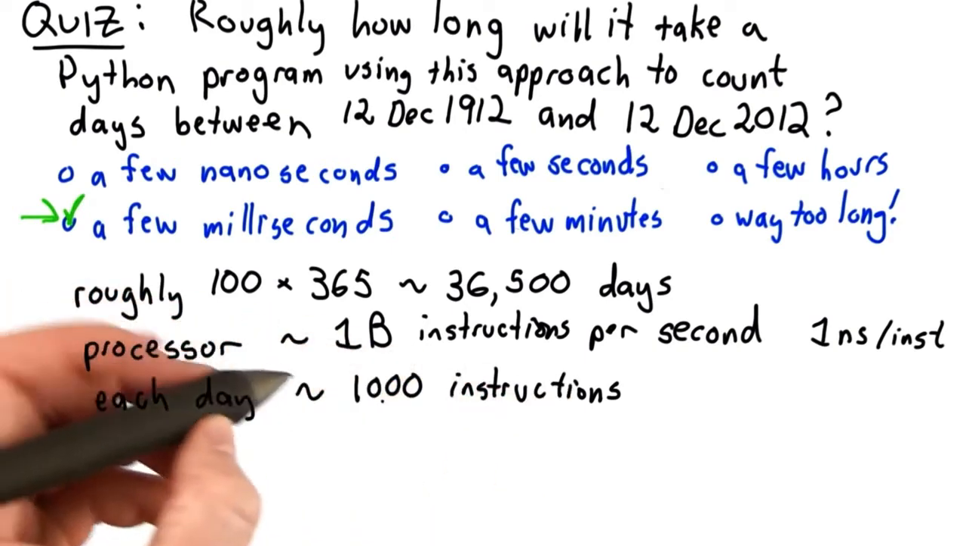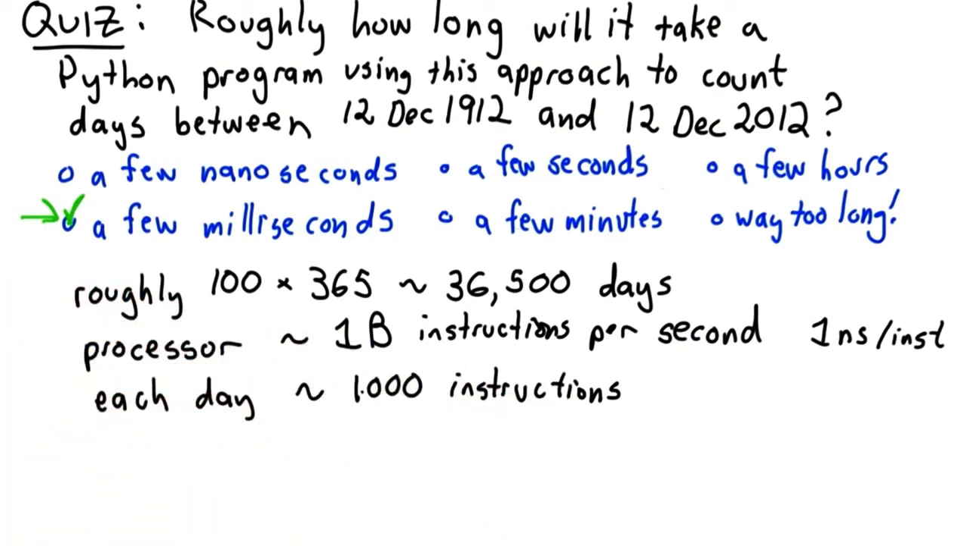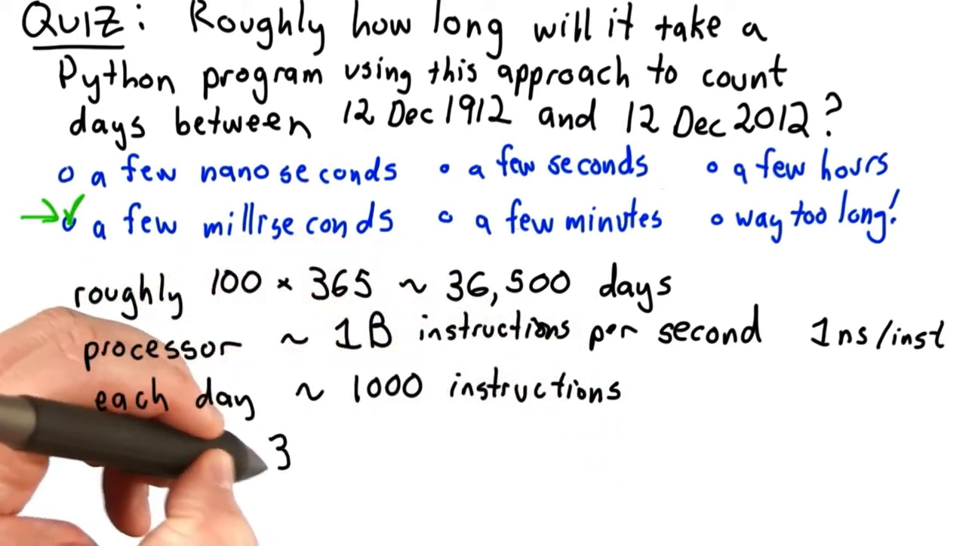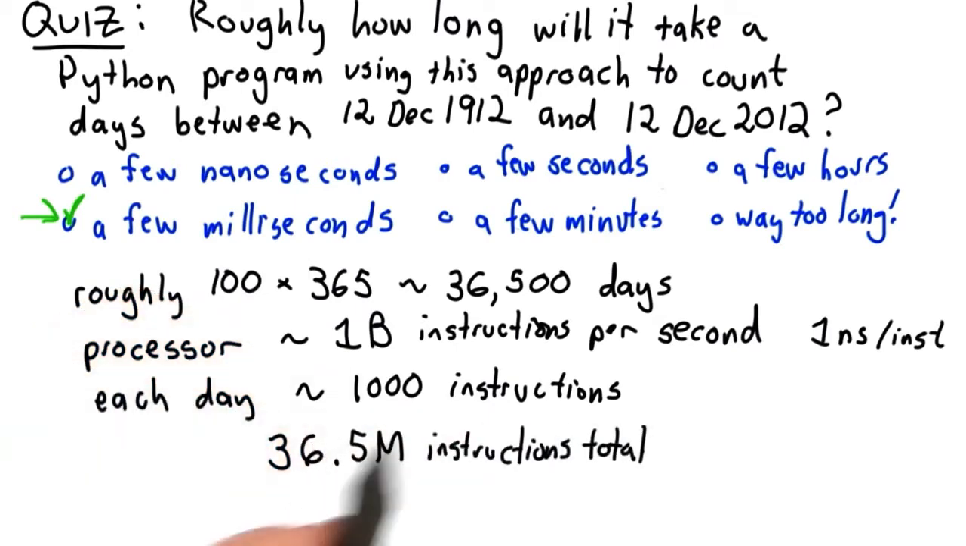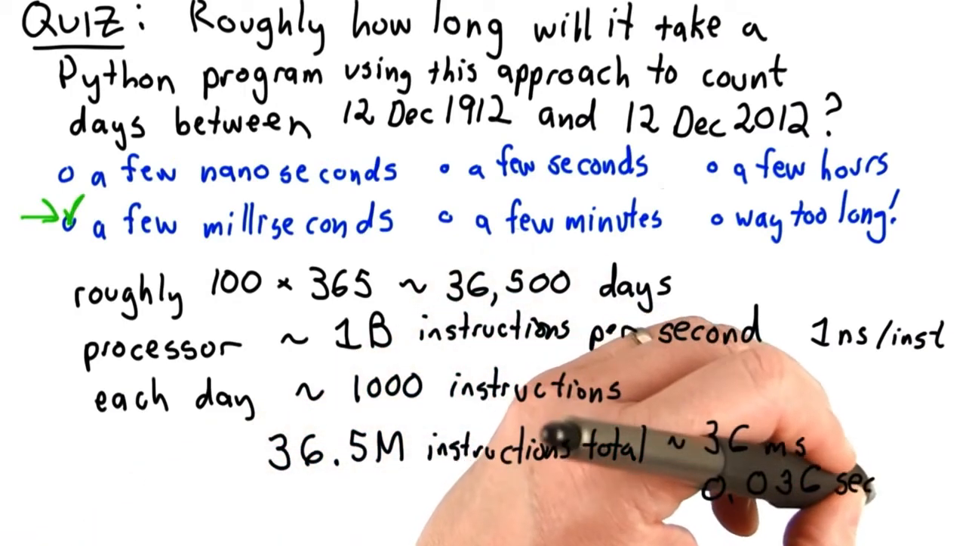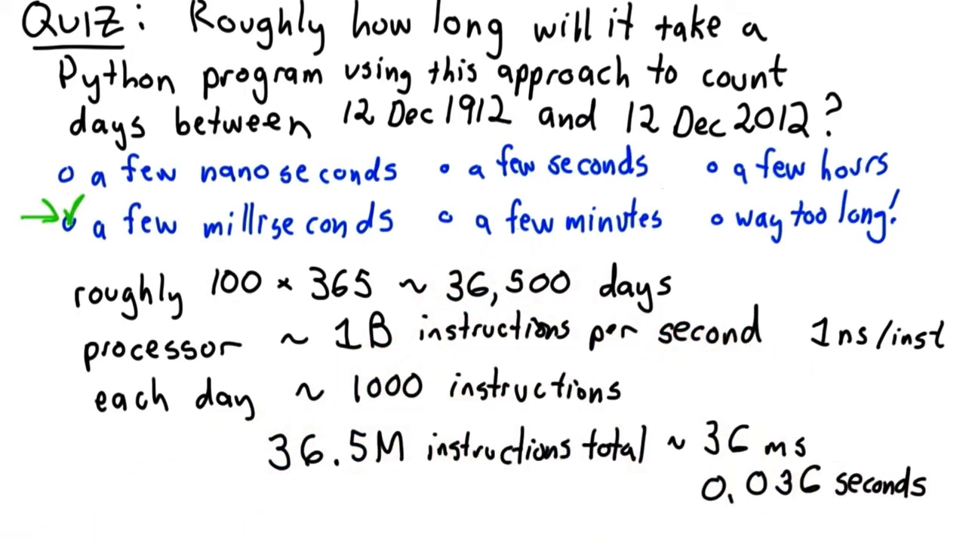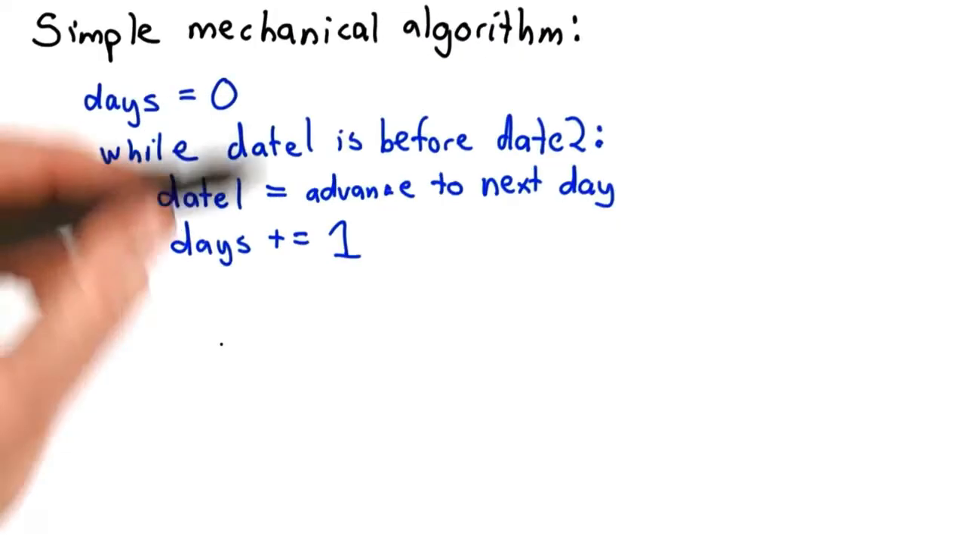So that means we need 1,000 instructions times 36,000 days, about 36.5 million instructions total. If we were executing these as a human, we certainly would not want to do this. But for a processor that can do 1 billion instructions in a second, doing 36 million instructions is no big deal. So that's going to be about 36 million nanoseconds, which is 36 milliseconds, which is 0.036 seconds. So this seems really brain dead.